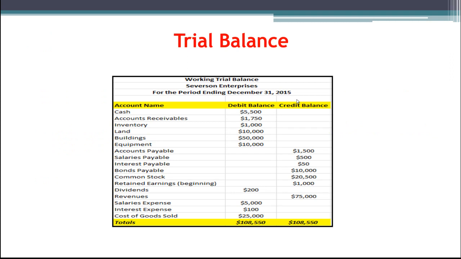So now we're on to our next step of the accounting process, where we have the trial balance. Some of these accounts have debit balances, others have credit balances, but in total, they must balance out. The total debits must equal the total credits. Here's just a listing of different types of accounts you could have.